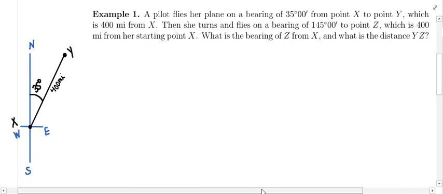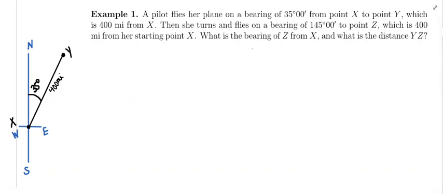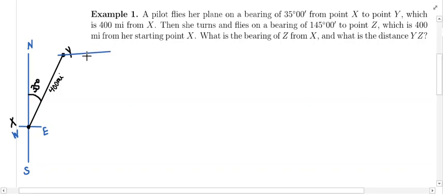It says, then she turns. So she ends up at point Y. She is going to turn there and fly on a bearing of 145 degrees to point Z. Point Z is 400 miles from her starting point X. So we need to draw that in. At Y, she's turning, and she's flying on a different bearing. Since the turn is occurring at Y, we need to put a cross on Y so we can draw in the bearing there.